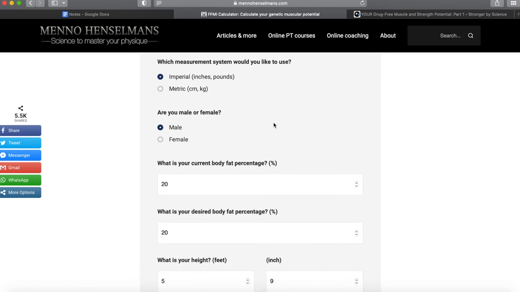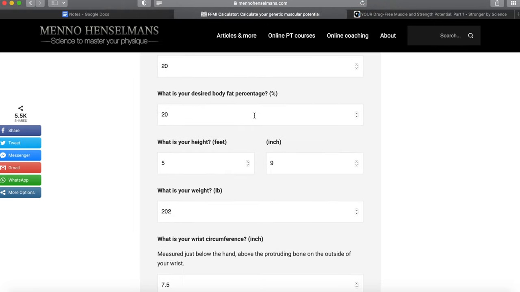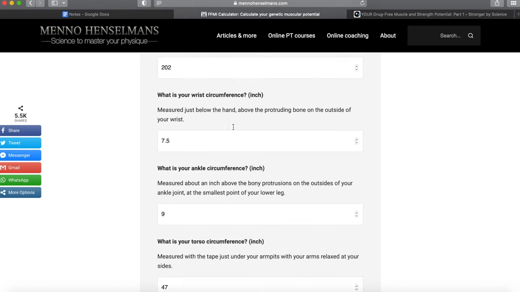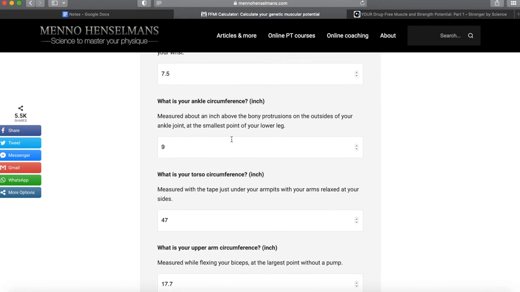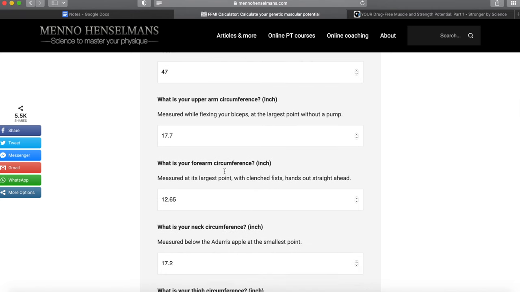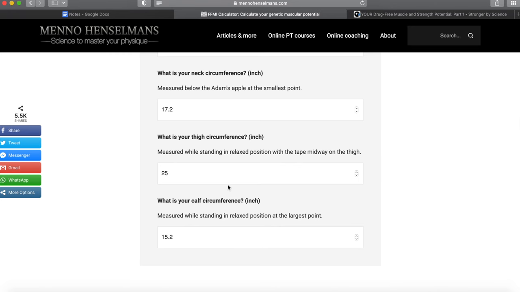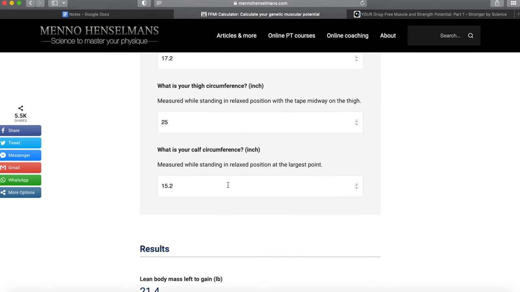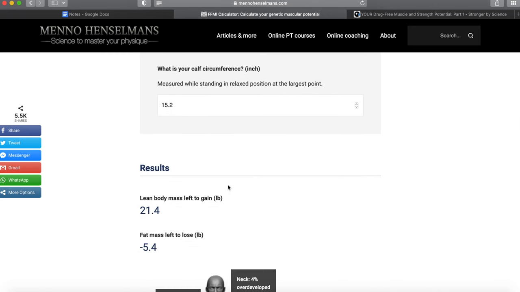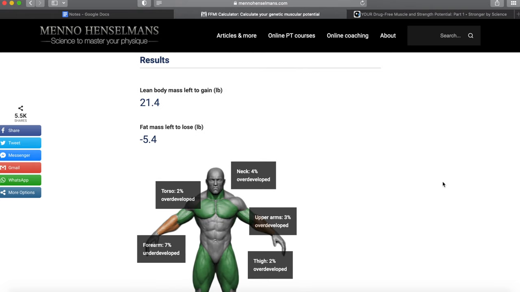So let's see. All right. 20% body fat, that's also my desired. 5'9", 202, 7.5 wrist, 9 ankle, 47 torso, 17.7 arm, 12.65 forearm, 17.2 neck, 25 thigh, 15.2 calves. Yeah, that makes sense. Okay, so 21.4, that's quite a bit.